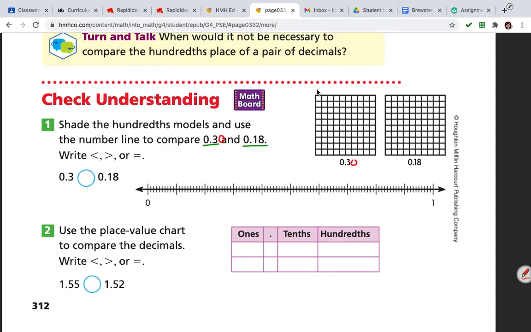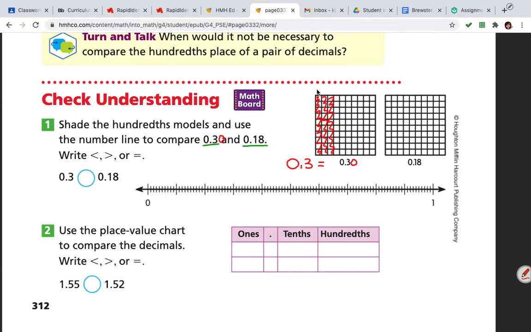I'm going to make that 30 hundredths instead of 3 tenths, because 0.3 is equal to 30 hundredths. 3 tenths, that's like 3 dimes. 3 tenths is the same as 30 cents or 30 hundredths. So I'm going to shade 1 tenth, 2 tenths, 3 tenths. 3 tenths is the same as 30 hundredths.